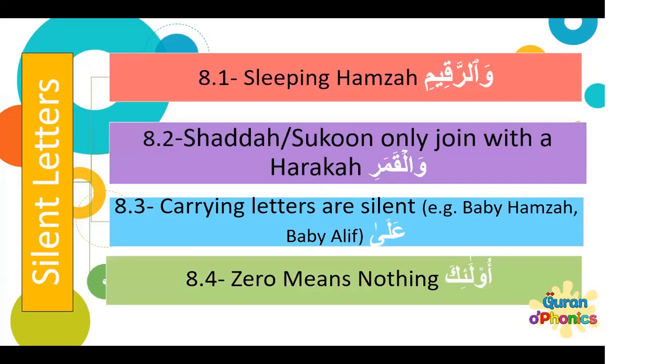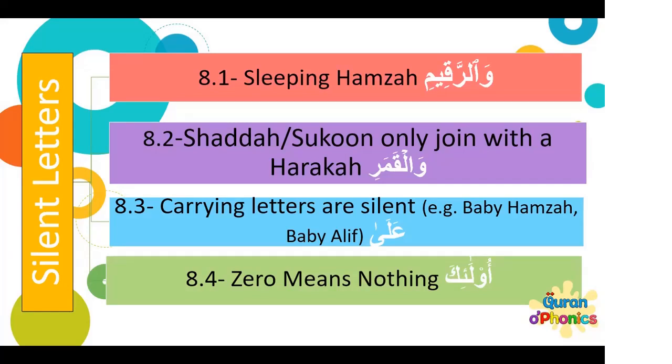This is a summary of reading level 8. Reading level 8.1 is the sleeping hamza. Don't wake up the sleeping hamza. Ignore it when it comes in the middle of recitation. Reading level 8.2: shadda and sukoon only join with a haraka before it. Everything else is ignored. 8.3 are the carrying letters. Carrying letters are silent. And the last one is 8.4: zero means nothing, so ignore the letter which has zero.